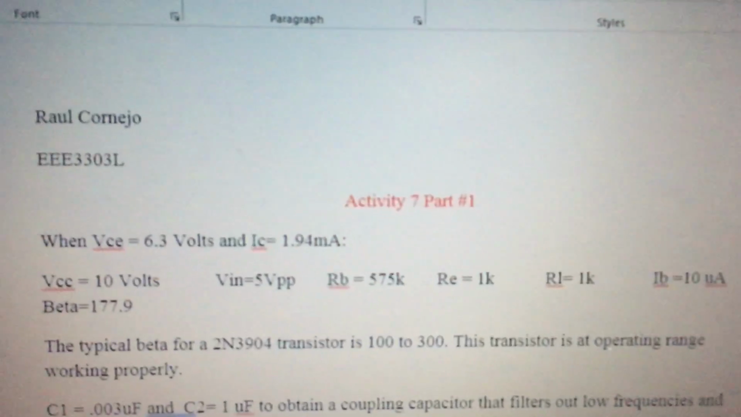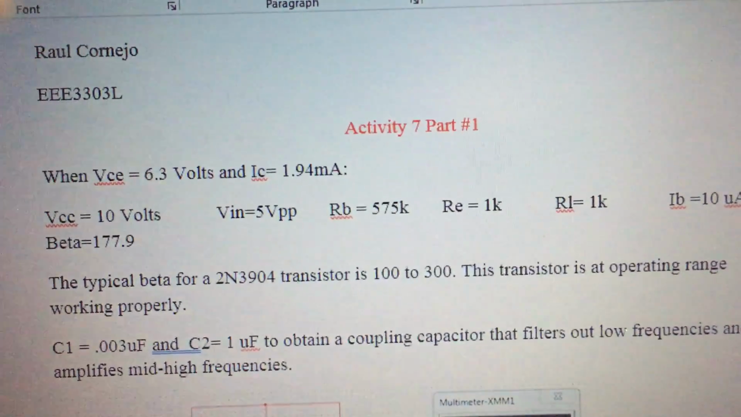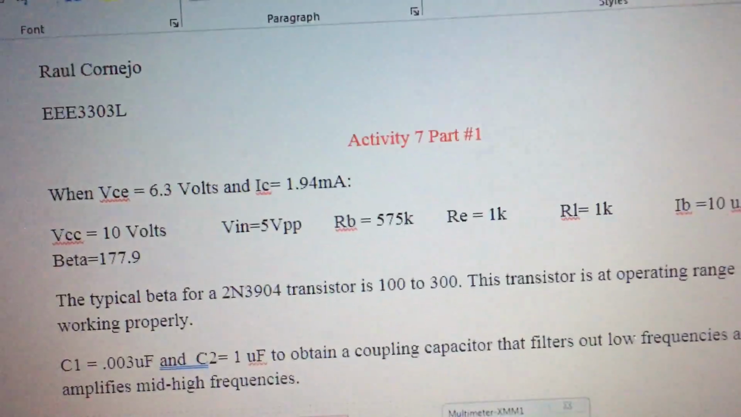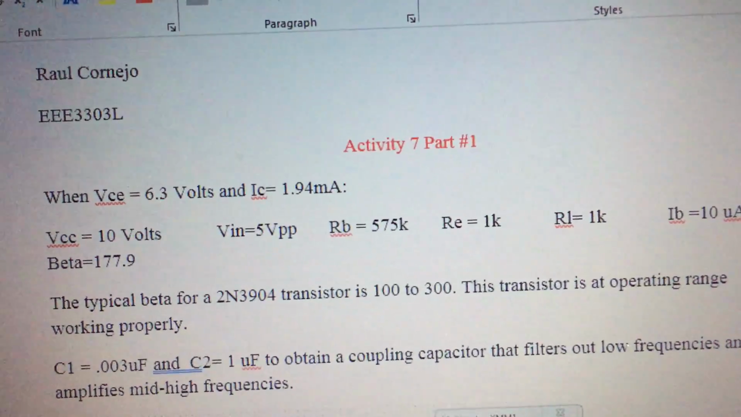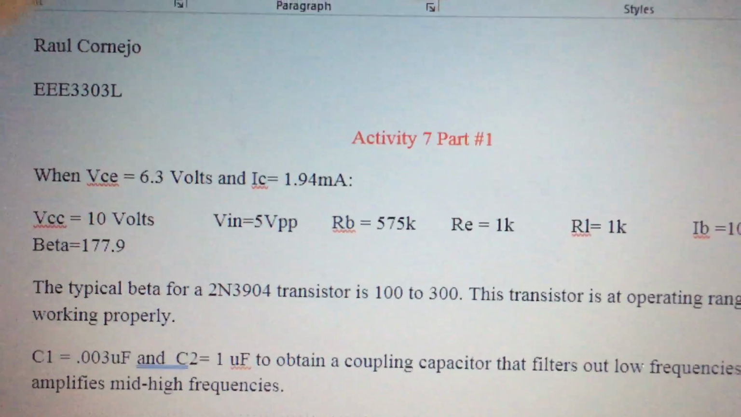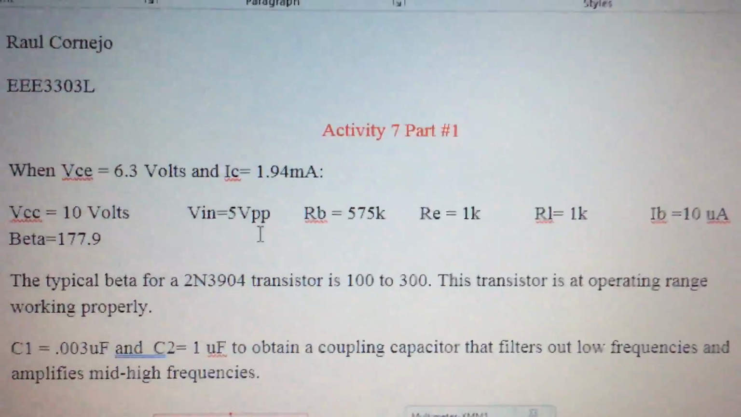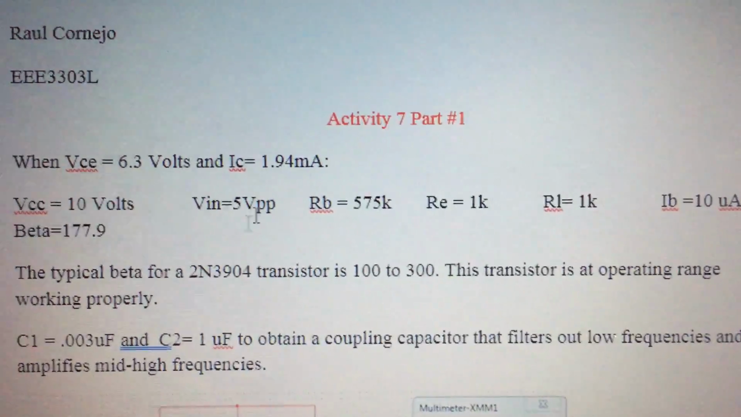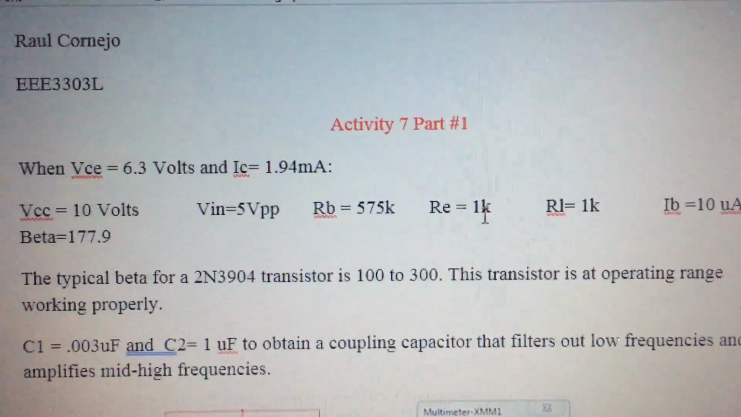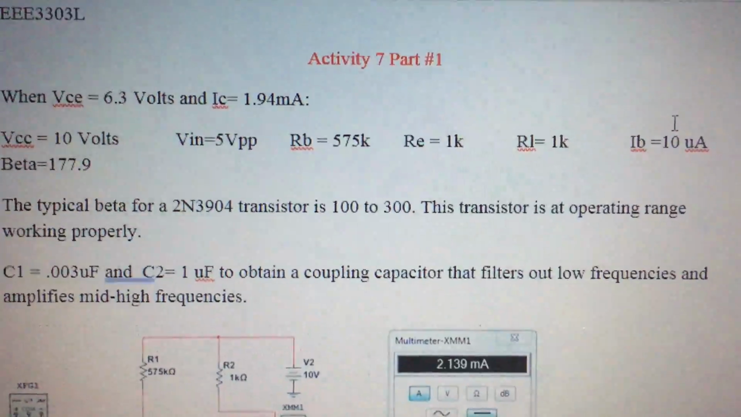Activity 7 part 1 is another common emitter transistor. The voltage at the collector emitter junction is 6.3 volts and the base current is 1.94 milliamps. The configuration I had was the DC power supply at 10 volts. The function generator had a sine wave of 5 volts peak to peak. The base resistor was 175 kilo ohms. The emitter resistor was 1 kilo ohm. The load resistor was 1 kilo ohm, and the base current was 10 microamps.